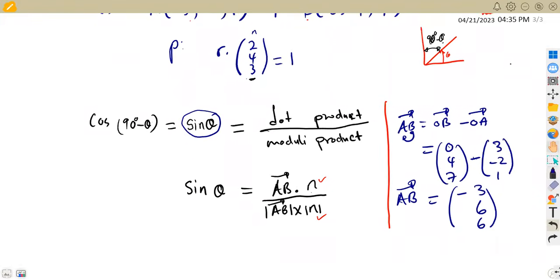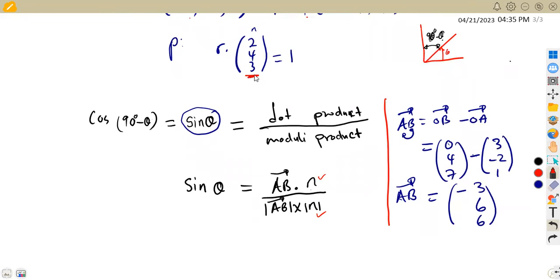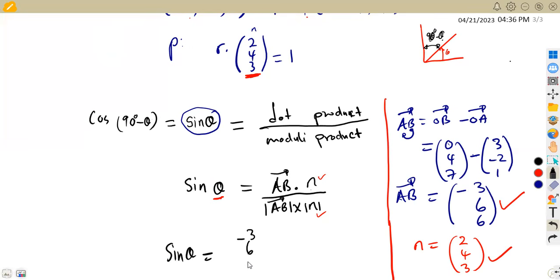So we have vector AB, and like I said, our n is already there from our plane. This is representing our n, which is (2, 4, 3). So we are just going to apply AB and n on this formula. The sine of theta is going to give us the dot product of vector AB, that's (-3, 6, 6), with n, which is (2, 4, 3).